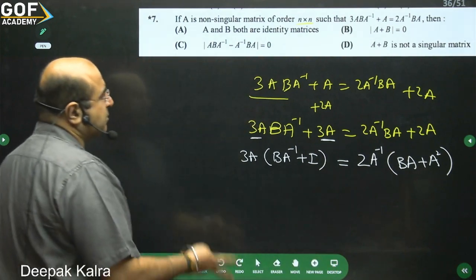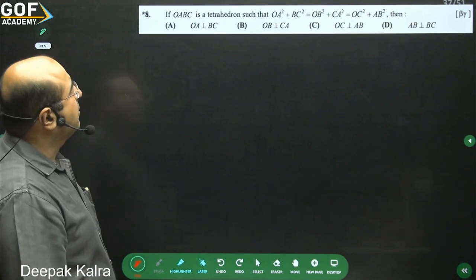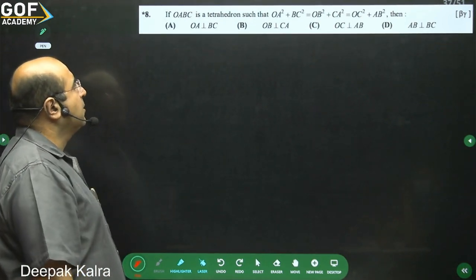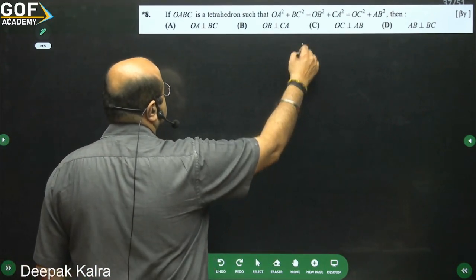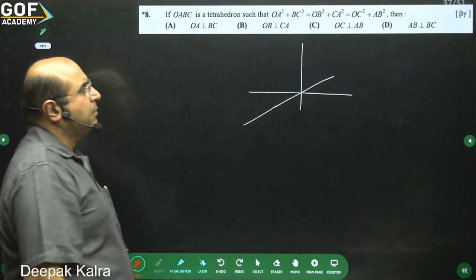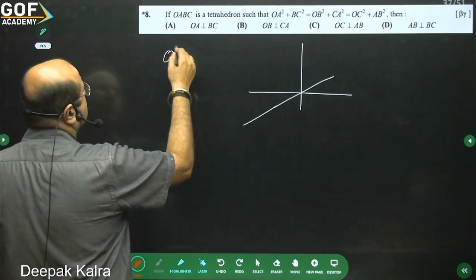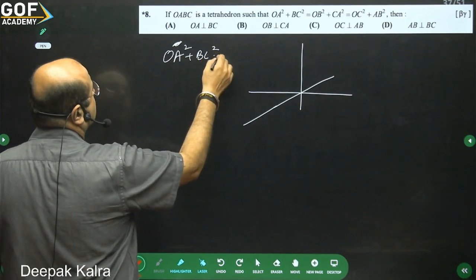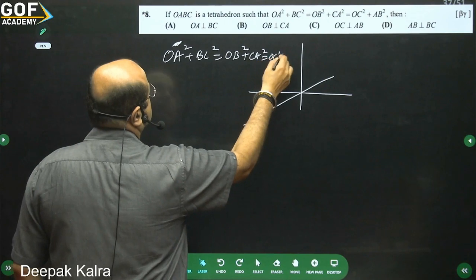Okay, we'll see this question. Let's get back to the next. This one, I think you can do. 8th one. Yeah, dear, tell me. 8th one. Can we check this? OA square plus BC square equal to OB square plus CA square, OC square plus AB square.